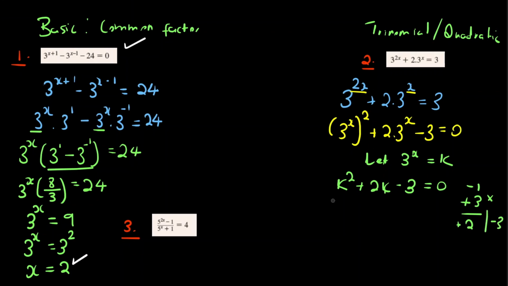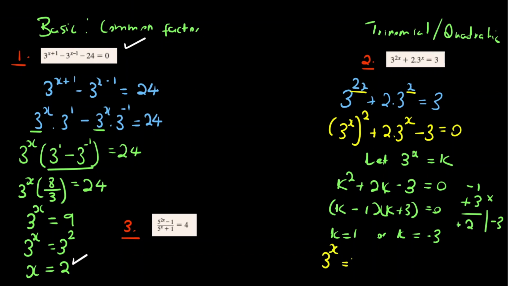So these are our factors where we open two brackets, equal to 0. We have k and k, negative 1 and positive 3. So we can see that k is equal to 1, or k is equal to negative 3. But remember, k is equal to what? We said k is equal to 3 to the power of x, meaning that we substitute back: 3 to the power of x equals 1.